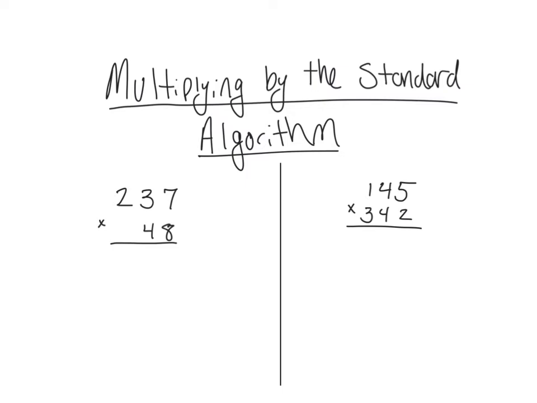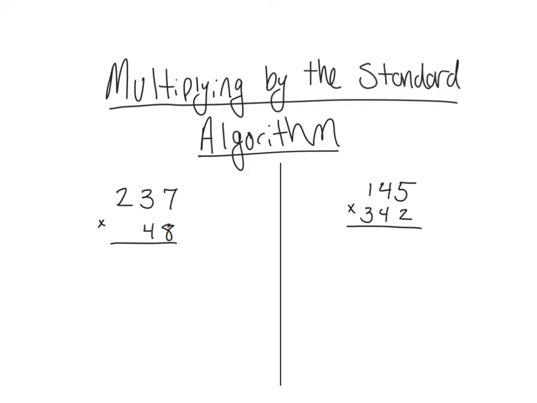So when we are multiplying multi-digit numbers, so that means numbers that have multiple digits in them, so multiple places, we need to make sure that we multiply all of the numbers by each number in the other number. So for example, if we have 237 times 48, we're going to multiply this 8 times the 7, then the 8 times the 3, which is actually multiplying 8 times 30, and then the 8 times the 2, which is like multiplying 8 times 200.